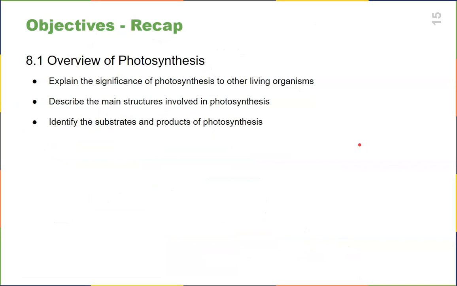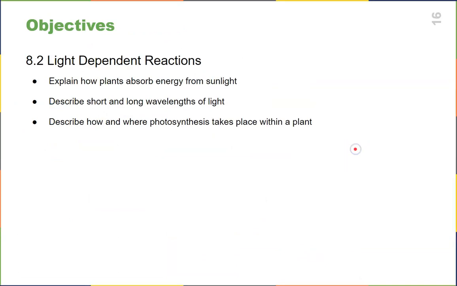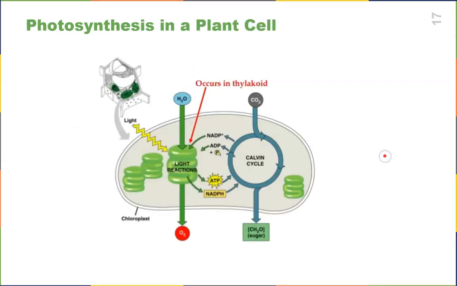All right, so that was 8.1. We're going to move on to 8.2, which is the light-dependent reactions, the light reactions. We're going to talk about how plants absorb energy from sunlight. We'll describe what wavelengths of light are and how there's different wavelengths, and describe how and where photosynthesis takes place.